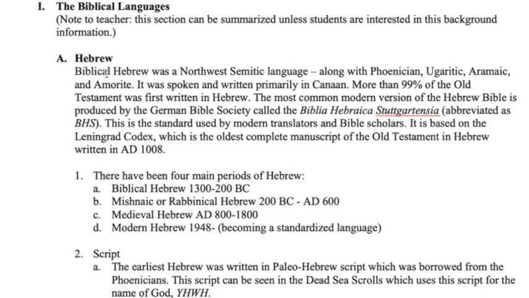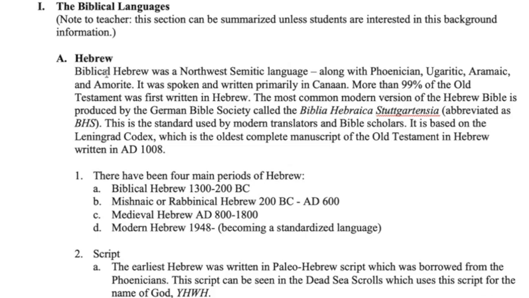It is based on the Leningrad Codex. A codex is a copy manuscript, an ancient manuscript of the actual handwriting. So the Leningrad Codex is stored in Leningrad. That's where its name comes from. But it is the oldest complete Old Testament that we have in Hebrew. And it was written about the year 1008. So it's a very important manuscript.